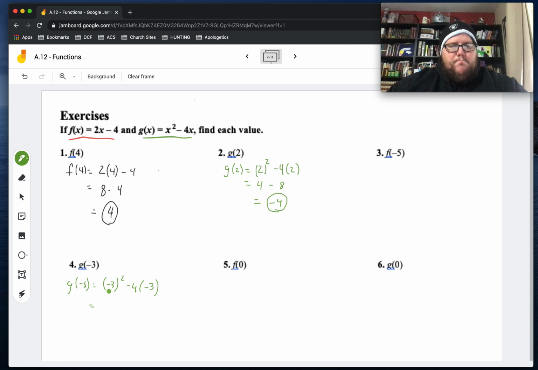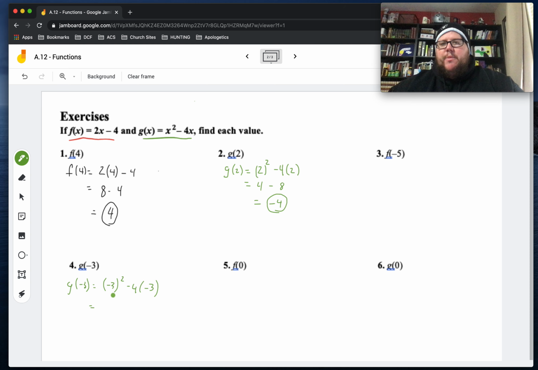Well, both the negative and the 3 are being squared. So negative 3 squared is negative 3 times negative 3. And a negative times a negative is a positive. So negative 3 times negative 3 is 9. And then we have negative 4 times negative 3. When we multiply a negative times a negative, it becomes a positive. So I'm going to change this to plus, and 4 times 3 is 12. So 9 plus 12 equals 21.